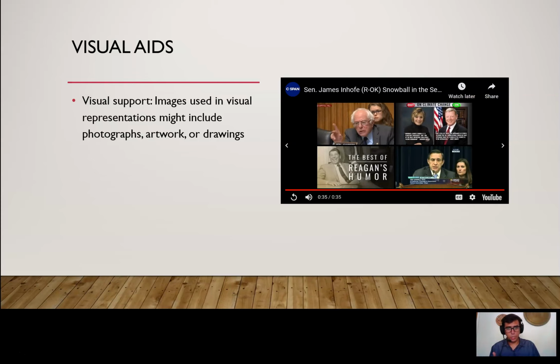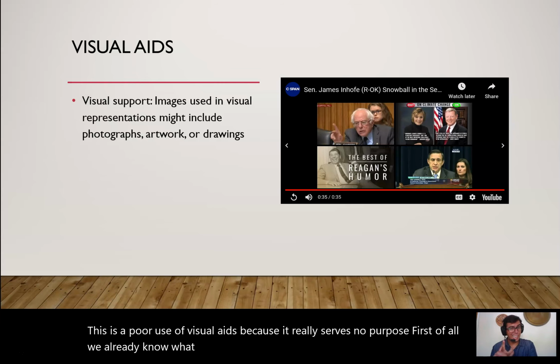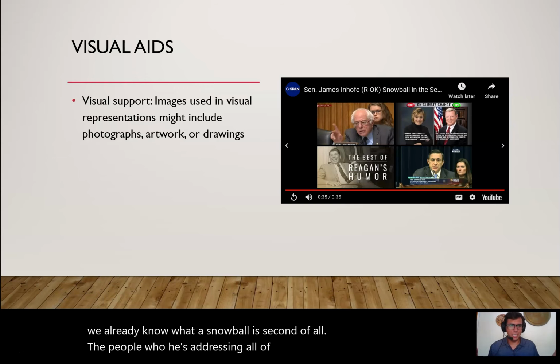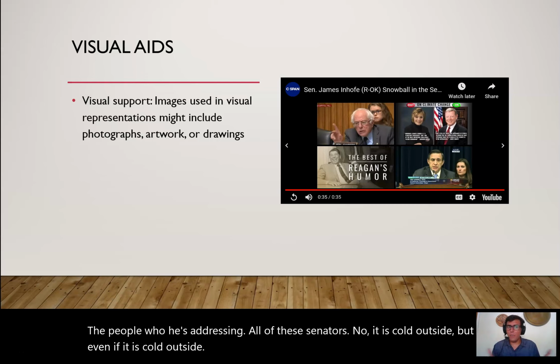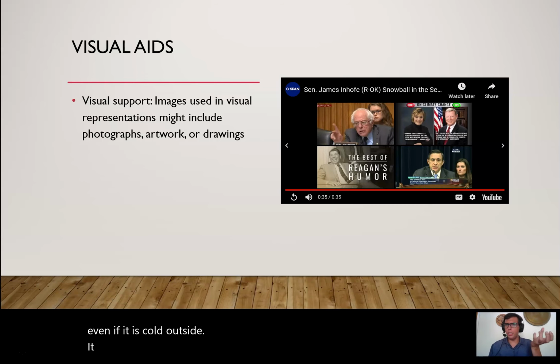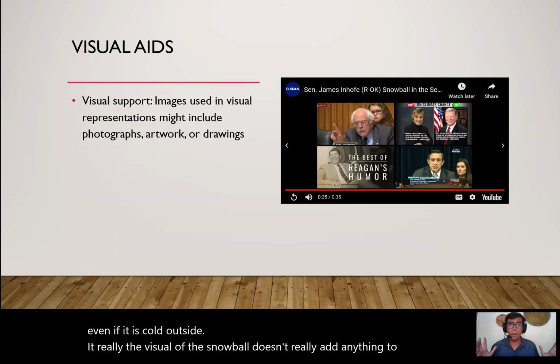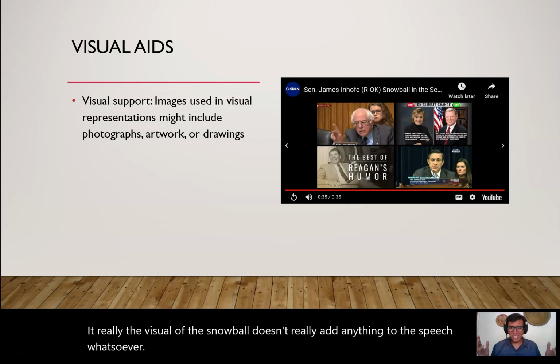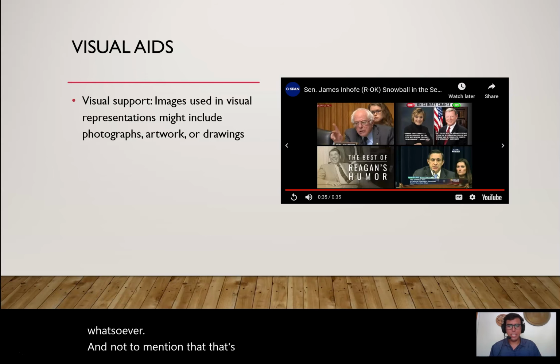This is a poor use of visual aids because it really serves no purpose. First of all, we already know what a snowball is. Second of all, the people who he's addressing, all of these senators, know it is cold outside, but even if it is cold outside, the visual of the snowball doesn't really add anything to the speech whatsoever. And not to mention that that's weather, not climate.